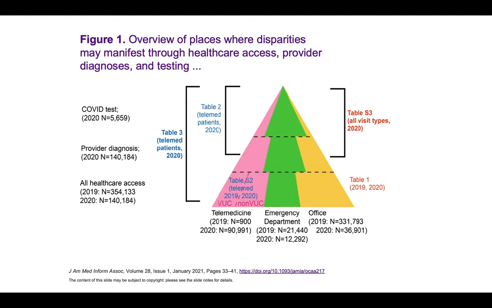When patients access the healthcare, they will be linked to providers, and the providers will assess if they're likely to have COVID. And then if they're deemed likely, they will receive a COVID test. And if they receive a COVID test in the NYU hospital, then we will have their test outcome on file. And that's also one of our main outcomes.